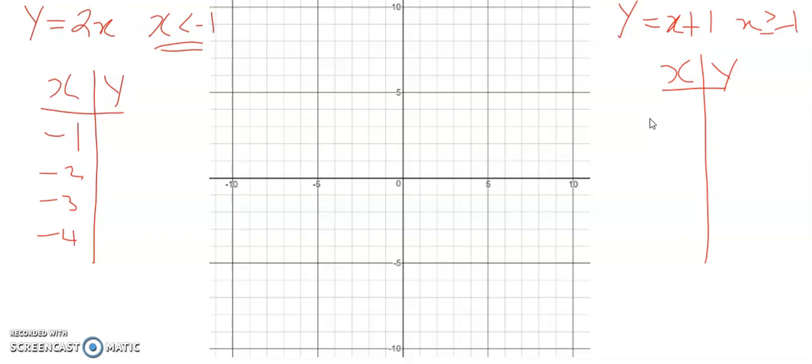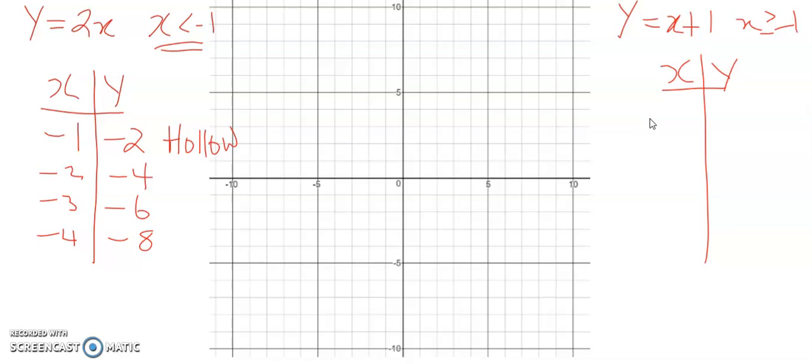Put those numbers now into that first function. If I put in -1 for x, 2 times -1, I get back -2. But remember, that's going to be hollow. I'll even put that right here. Look, that's going to be a hollow dot because -1 is not actually included in the domain for that piece. -2 is though. Put in -2, 2 times -2, you get back -4. Put in -3 for x, you're going to get back -6. Put in -4 for x, you're going to get back -8. I could continue with that table on down, but I think that's probably enough.